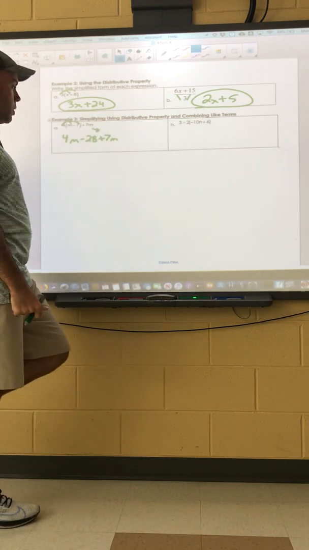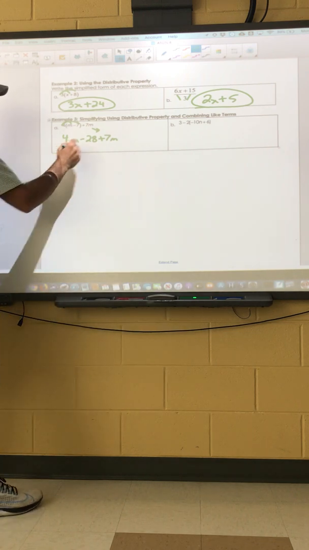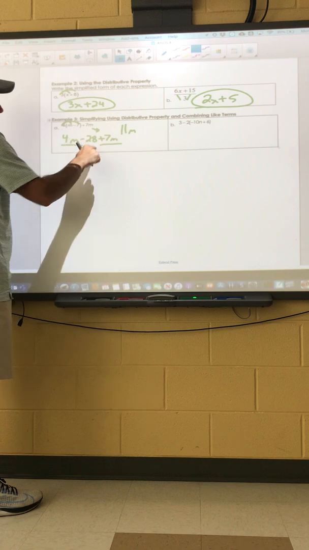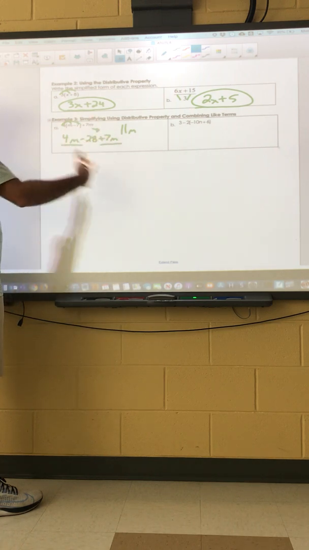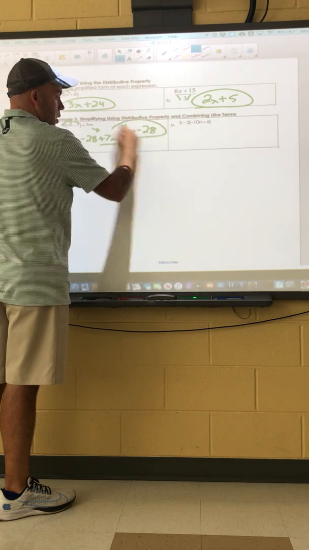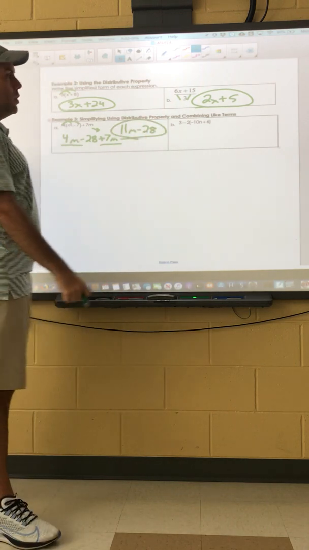Okay, so now from here I need to combine my like terms. Well, I see the 4m plus 7m, so we do 11m. Now the negative 28, there's no other constant, so I'm just going to have to write down the negative 28 and we're done. Okay, let's do our next one here.